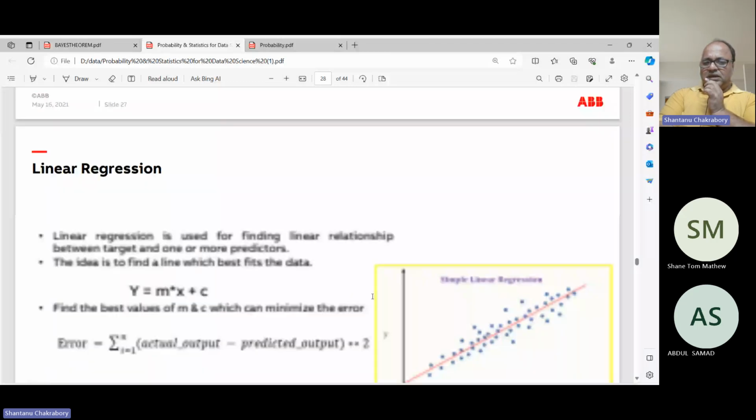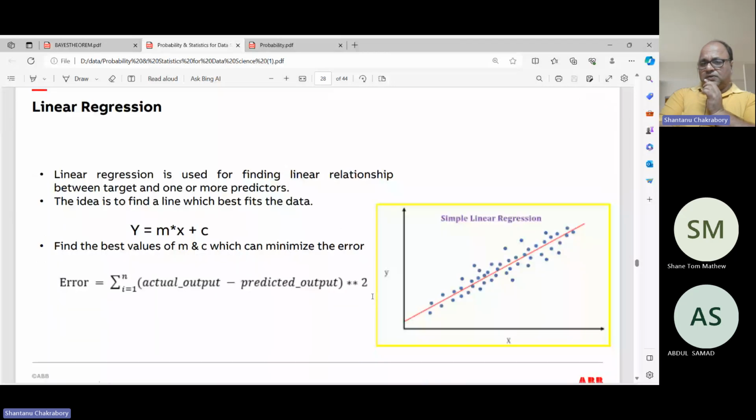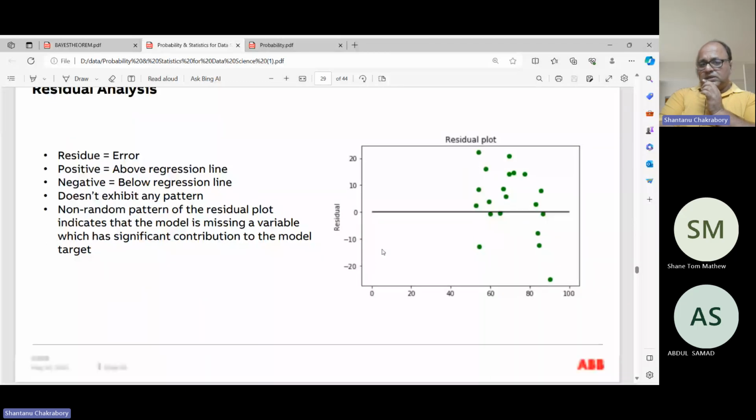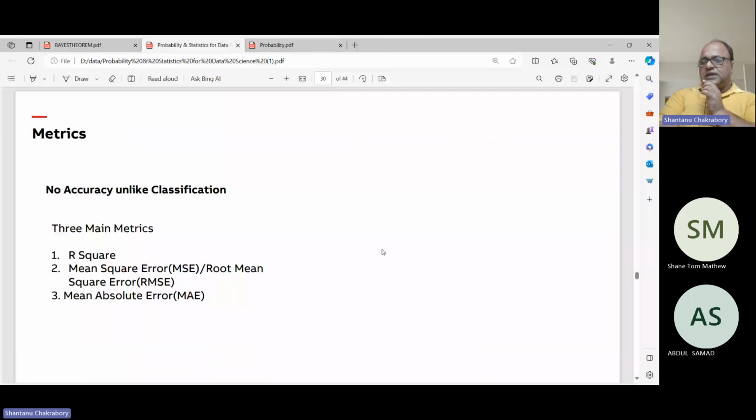Then we have done linear regression, where we use this interpretation, y is equal to mx plus c, where we find the difference between the actual value and the observed value, and we find the best value which can minimize the error. That is a part of linear regression that we have done, and how you calculate the residual analysis in case of linear regression. Then the models and the metrics for the linear regression that we have done are R square.